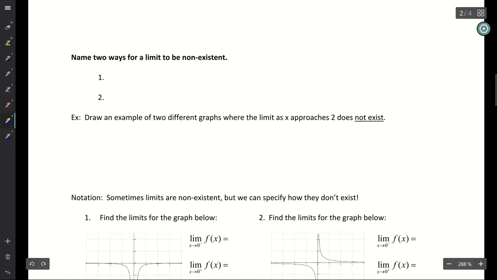All right, the next thing I'd look at is 2 ways that a limit can be non-existent. So it's nice to know when you're not going to have a limit existing. Okay, the first way is if the limit as you approach c from the right-hand side of your function is not equal to the limit as x approaches c from the left-hand side of your function.